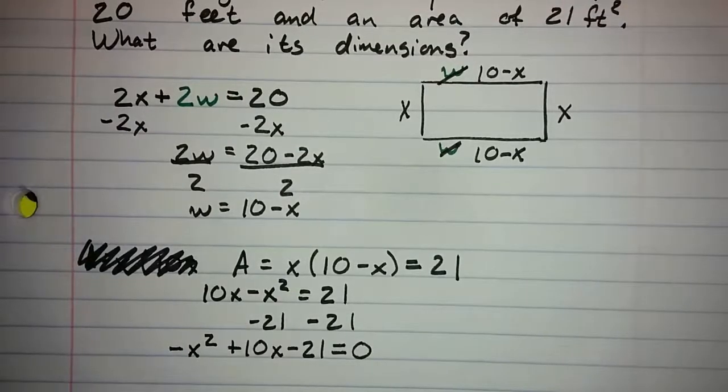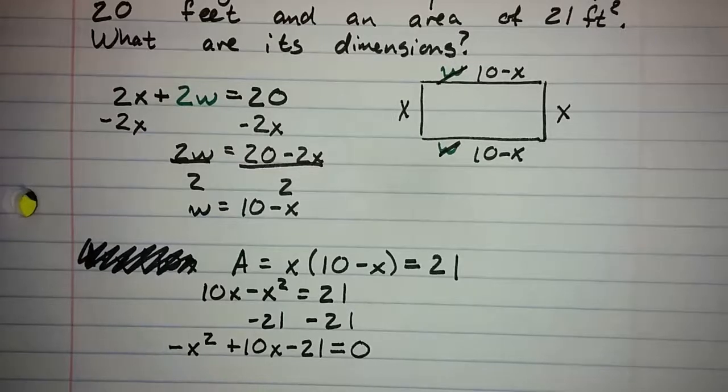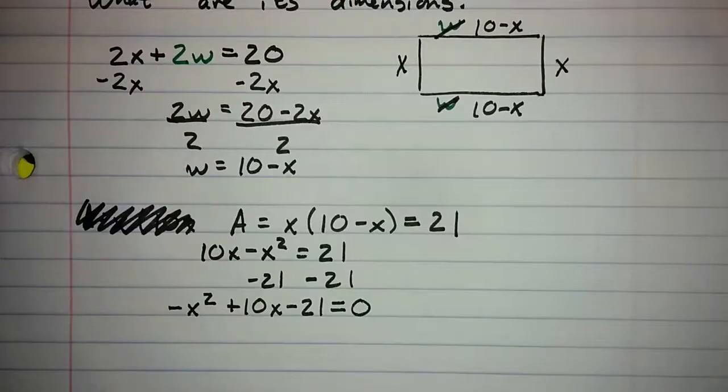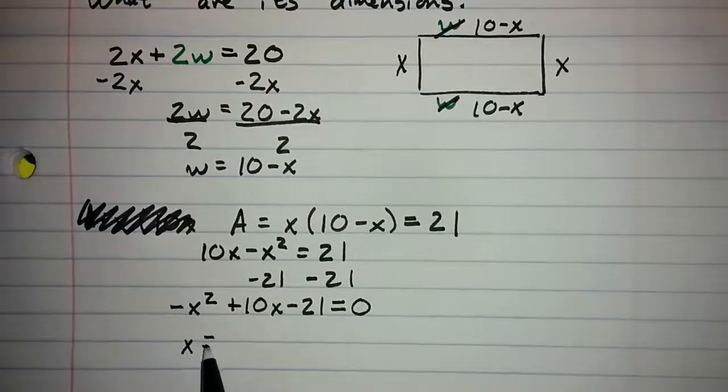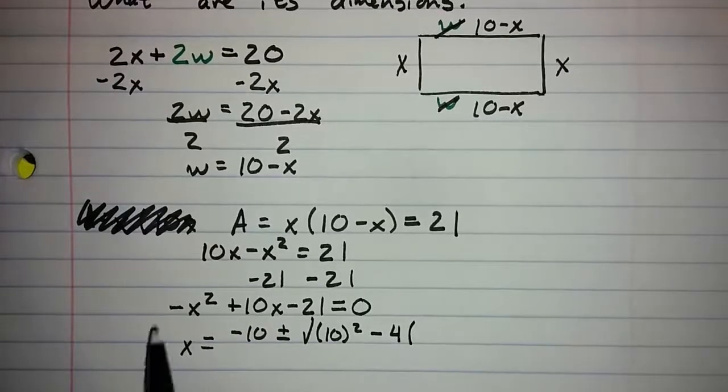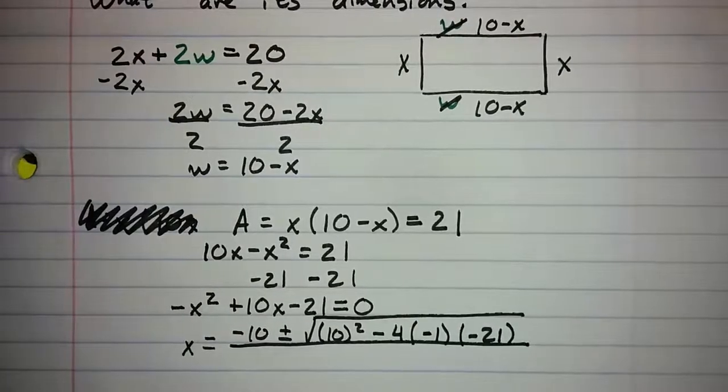And now I'm going to look at this for 10 seconds and see if I can see a way to factor it. And I can't, because I don't like negative leading coefficients. I could mess around if I wanted to, but I'm not going to. I'm just going to pull out the quadratic formula. x equals negative 10 plus or minus the square root of 10 squared minus 4 times negative 1 times negative 21, all over 2 times negative 1.